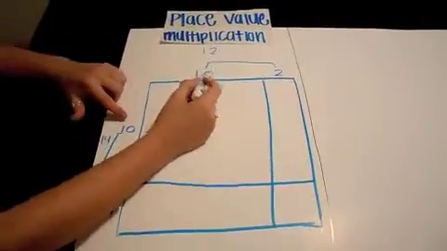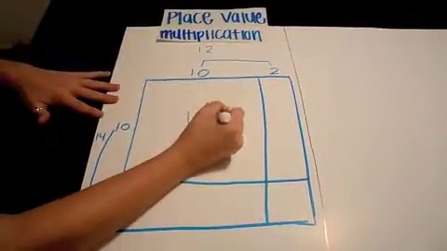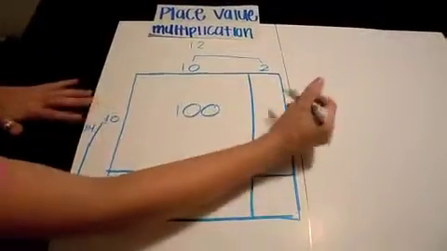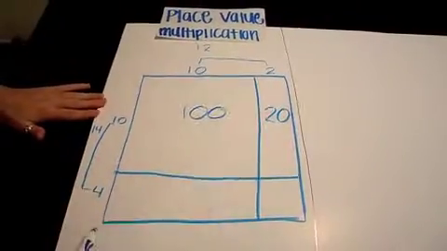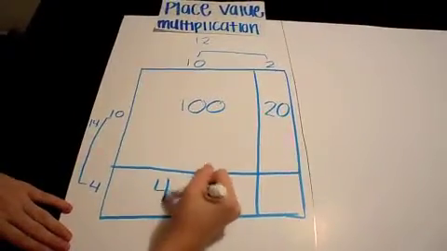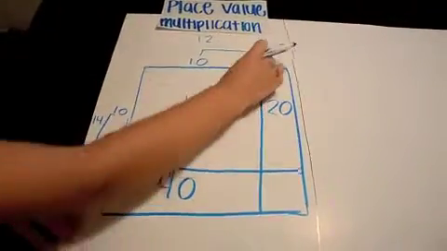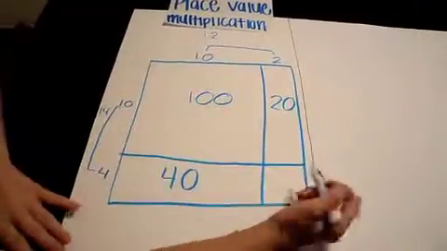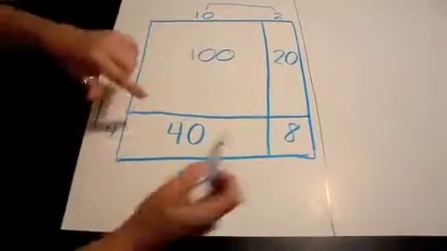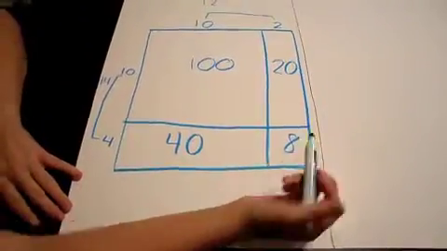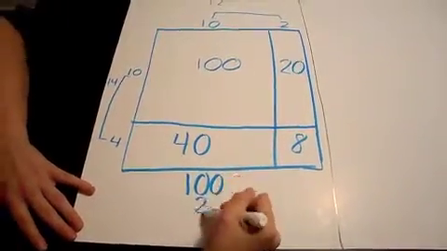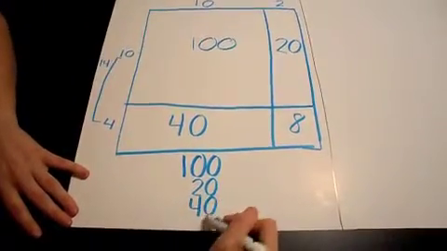Now, we're going to have 10 times 10, which gives us 100. And then we're going to go 10 times 2, and that'll give us 20. Now we're going to do 4 times 10, it'll give us 40. And now we're going to multiply our 1s, so 2 times 4 will give us 8. So just like the blocks, we have our 100 block, our 10s blocks, and our 1s block. Now we're going to add them together. So we're going to have 100 plus 20 plus 40 plus 8.